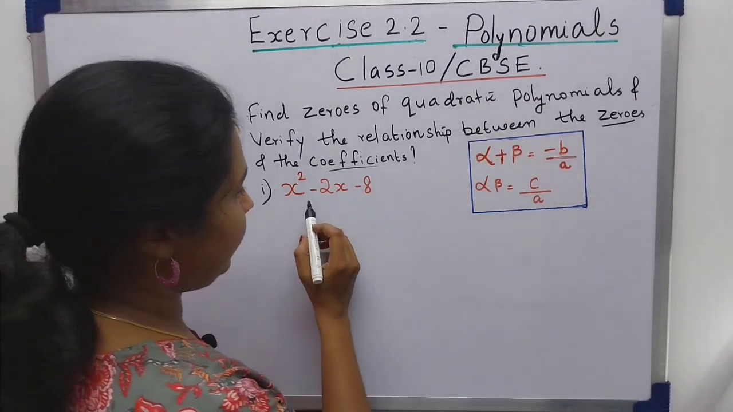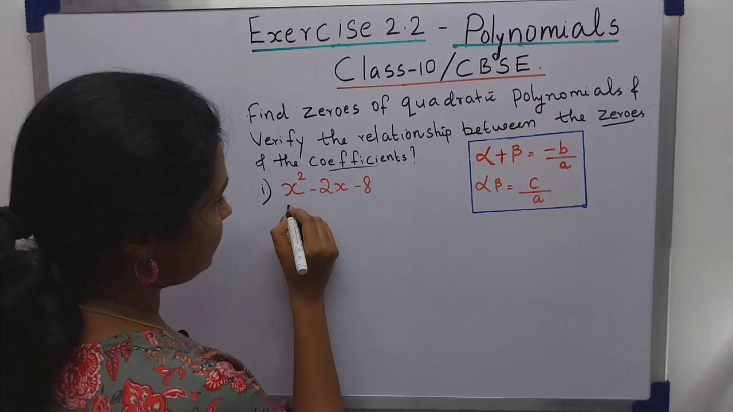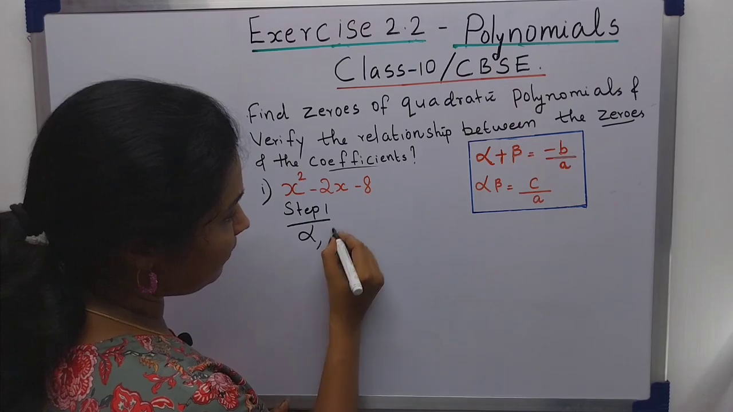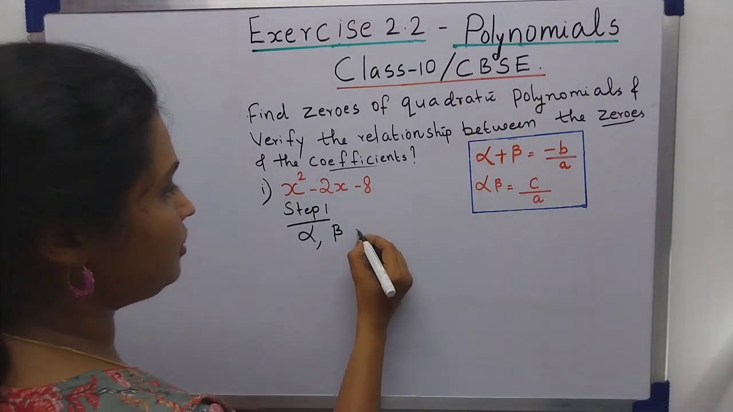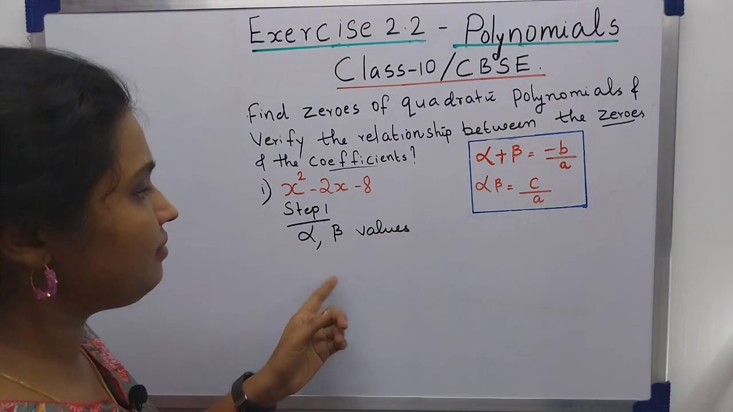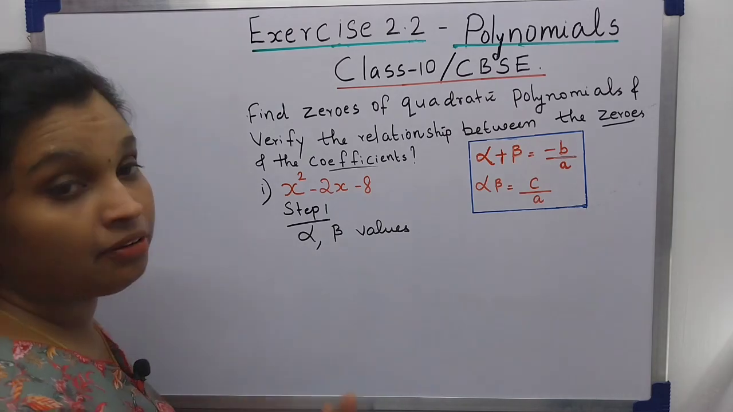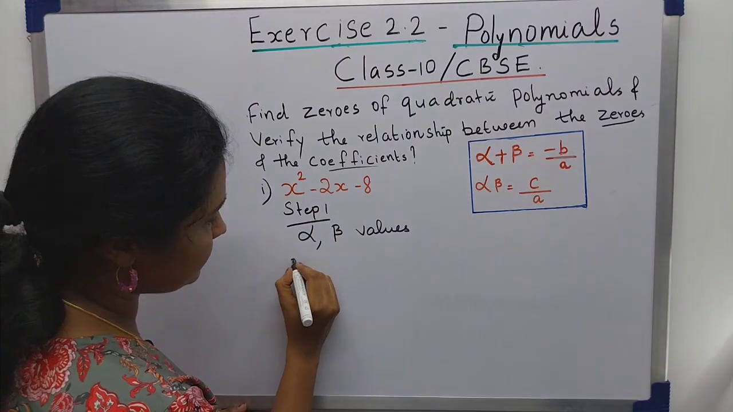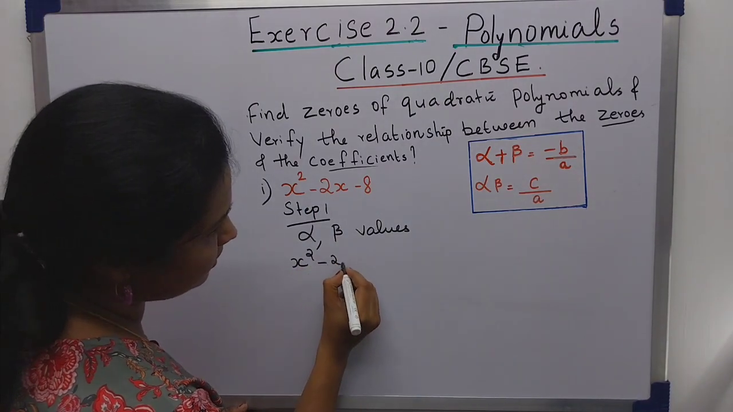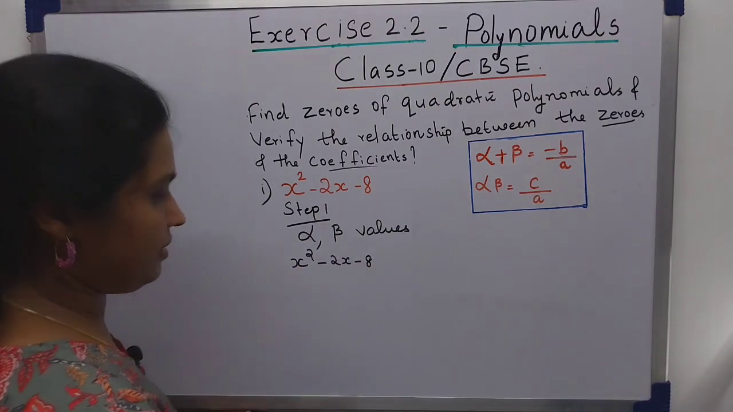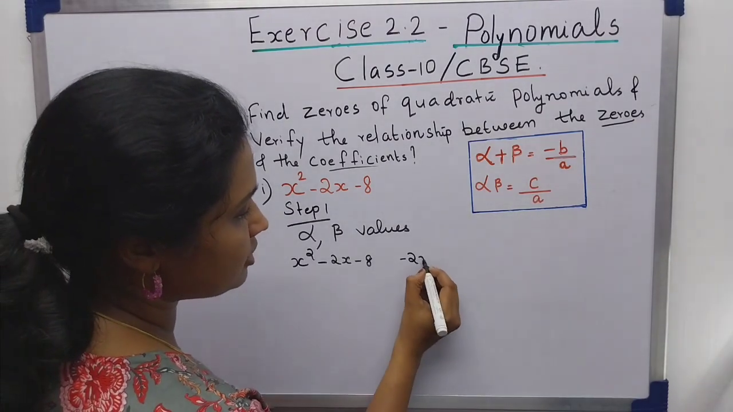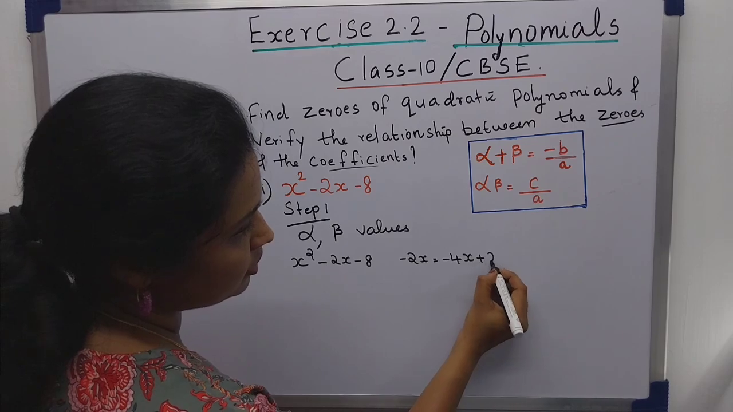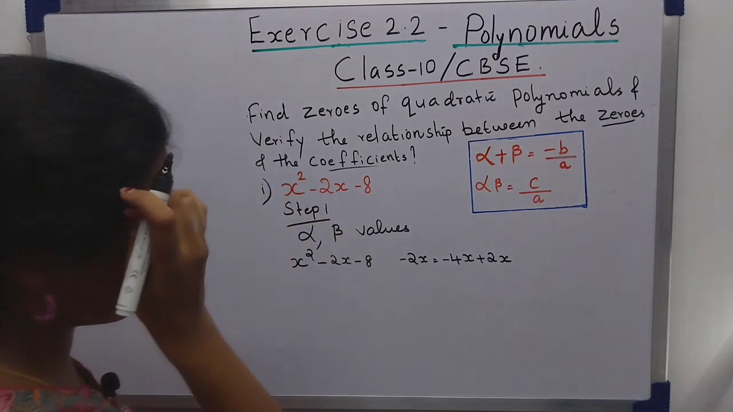Here the question is x square minus 2x minus 8. So step 1, you have to find out the alpha and beta values. How to find the alpha and beta values? You have to use the splitting method. So here the question is x square minus 2x minus 8. This minus 2x can be written like this: minus 4x plus 2x is equivalent to minus 2x.